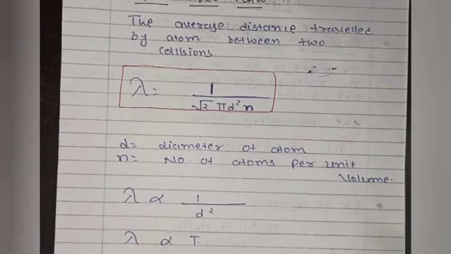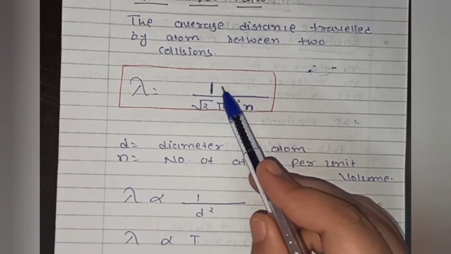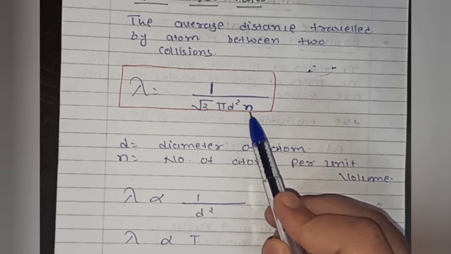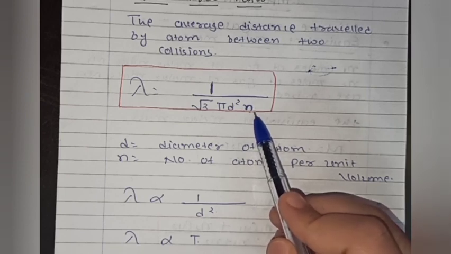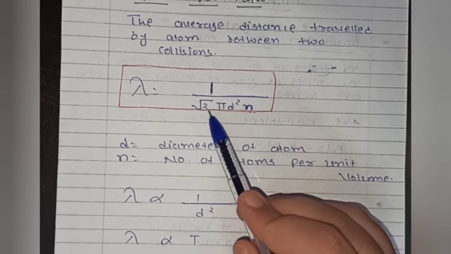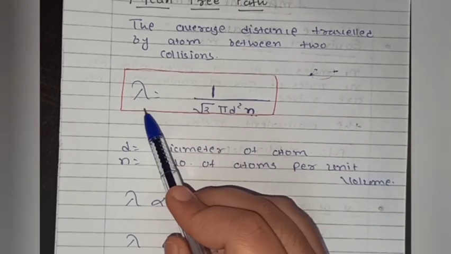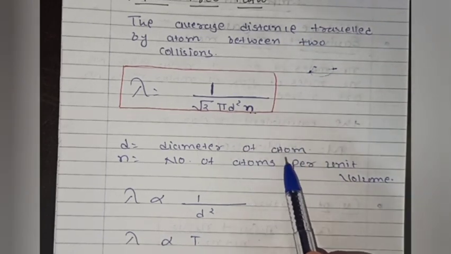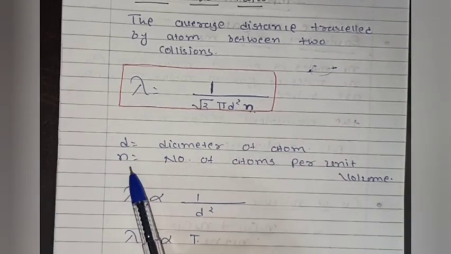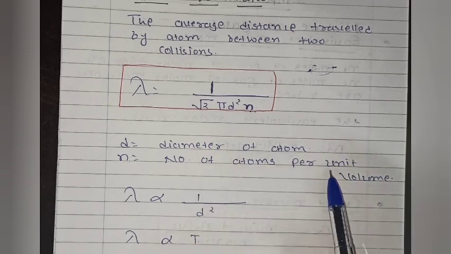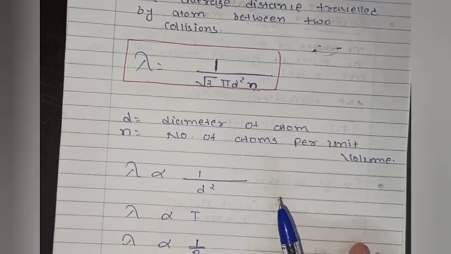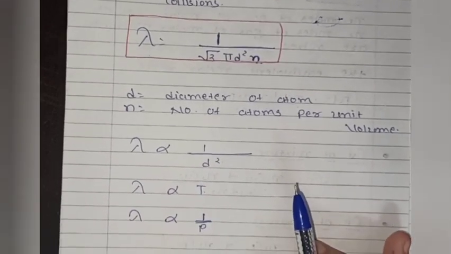The formula for mean free path, lambda, is given by 1 upon root 2 pi d square into n. The derivation of this formula is beyond our scope. We will understand the terms. Lambda is the mean free path, d is the diameter of the atom, and n is the number of atoms per unit volume. Now let us consider the factors affecting the mean free path.